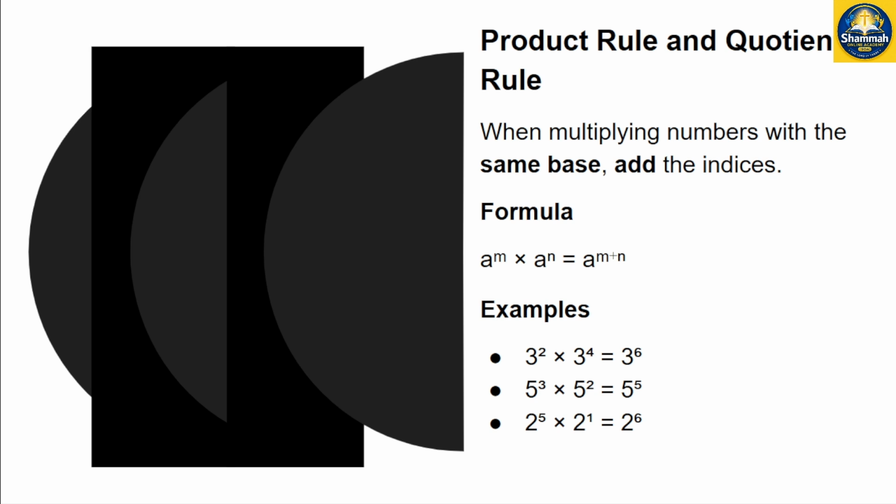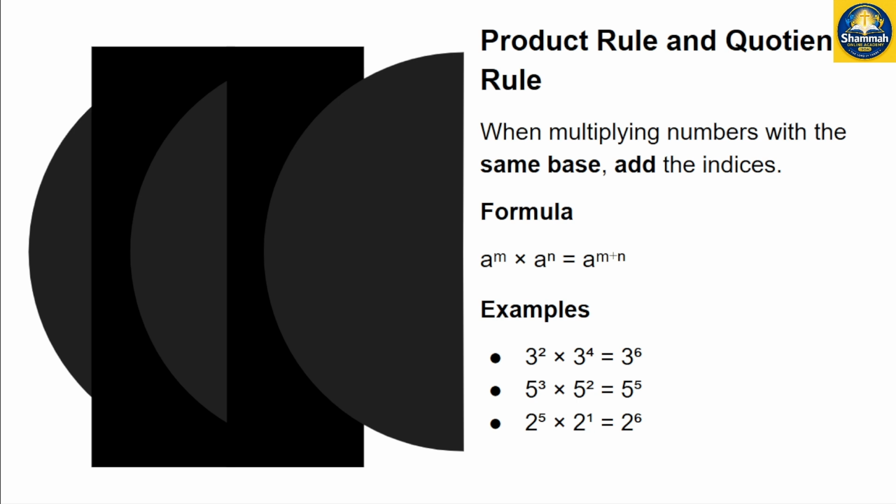Now, what does the product rule state? It states that when multiplying numbers with the same base, what you simply do is add the indices. So we have a raised to the power m times a raised to the power n. The base there is a, and both terms have a as their base. So if we have both bases as a, what we simply do is to what? Add their indices. So where we have a^m times a^n, just simply do a raised to the power m plus n.